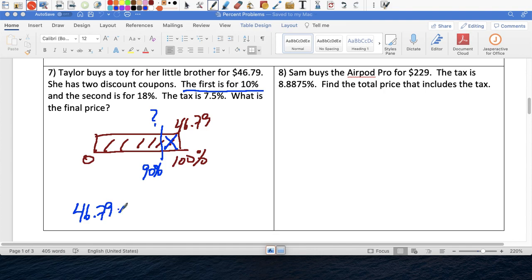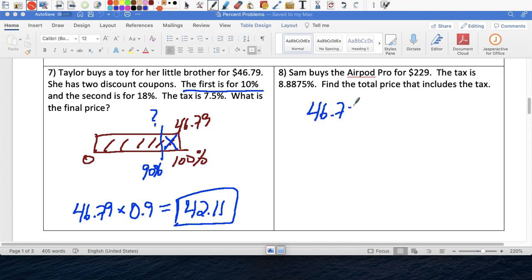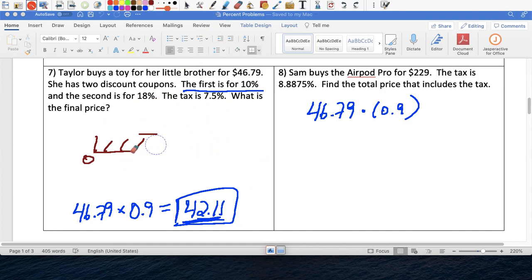46.79 times 90%, because that's what you're paying for, is 0.9. It's going to give you what you have to pay. So 46.79 times 0.9. Ta-da! You're now responsible for $42.11. But that's not the end of the question. Let me write over here that we did 46.79 and multiplied that by 0.9, and we got 42.11, correct? So now this scenario is no longer applicable. Your new price is 42.11.